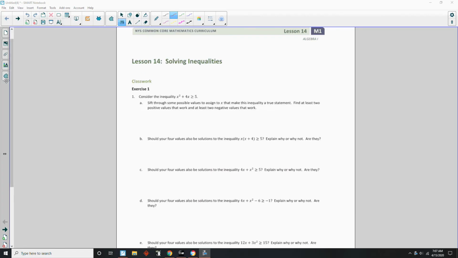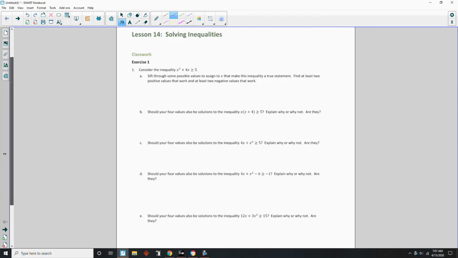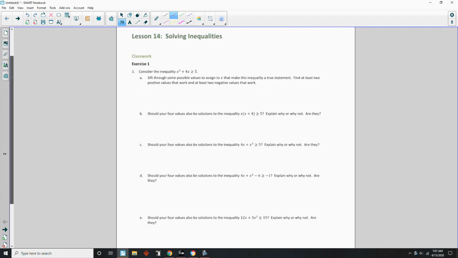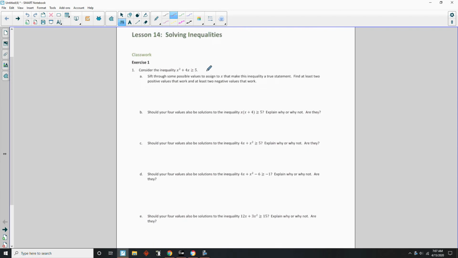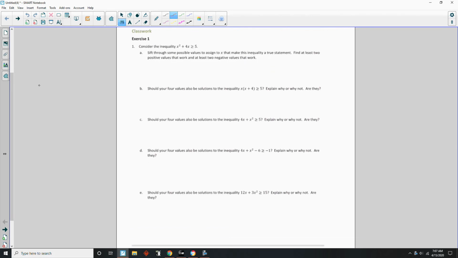Okay, welcome to lesson 14. This is solving inequalities. Very similar to solving equations, you just have to be careful when you divide by negatives or multiply by negatives. Okay, so this starts out with a classwork exercise, so pause the video, see if you can do this page, and then come back and see how you did. All right, here we go.